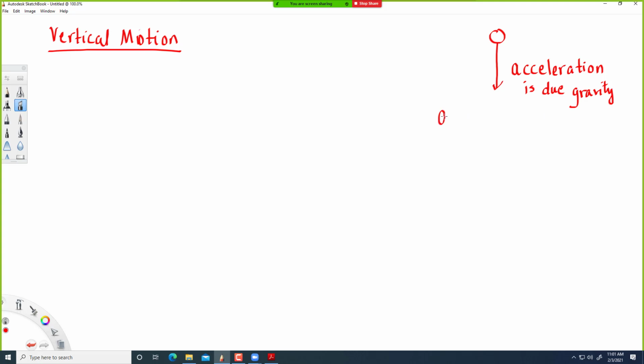So whenever you do any kind of vertical motion problem, the acceleration would be 9.8 meters per second squared. It's constant. And the sign would be negative, because just like in the horizontal motion, we consider up to be positive and down to be negative, whereas in the horizontal we considered right to be positive and left to be negative. Okay? So because the acceleration is pointing down, it's negative.